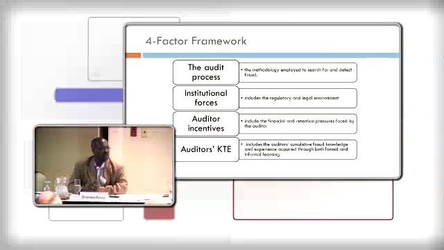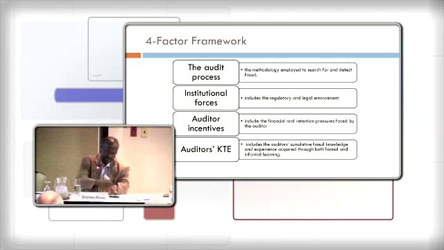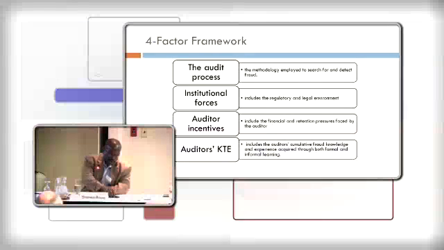And then the last one, the one that we are supposed to talk about here today, is, well, maybe auditors just lack the knowledge, they lack the training, they lack the experience to detect fraud. These are competing explanations of why auditors may not detect fraud. So let's go through each of them.